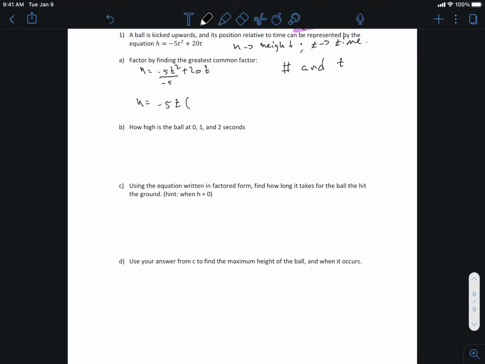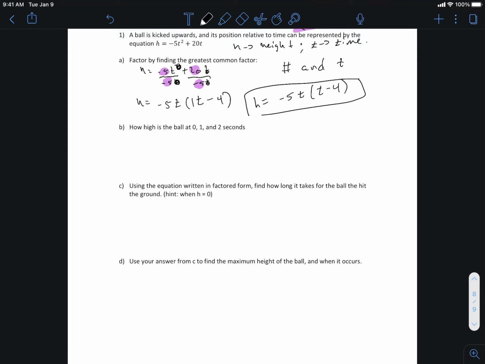If I divide by that greatest common factor, you guys can do the math on it. Negative 5 cancels with the negative 5, so that's just a 1. And then 1t cancels with 1t in the top, so we just get 1t. 20 divided by negative 5 is negative 4, and the t cancels with the t. So you're just left with a factored equation that looks like this. Negative 5t, t minus 4. Okay? Any questions?